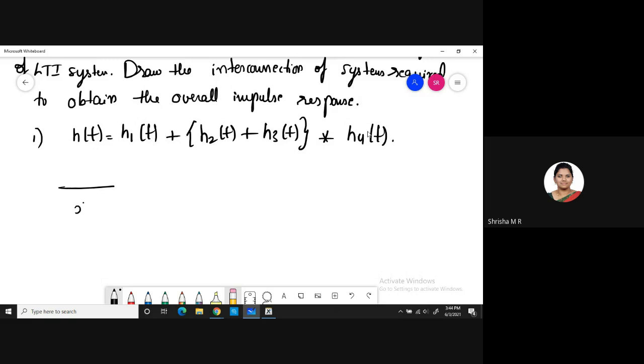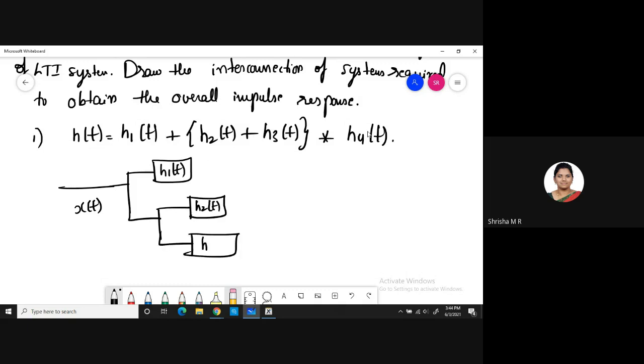So you have x of t, and this is h1 of t that is in parallel with h2 of t and h3 of t. So this is the summation, plus plus. Now this whole thing, wait.